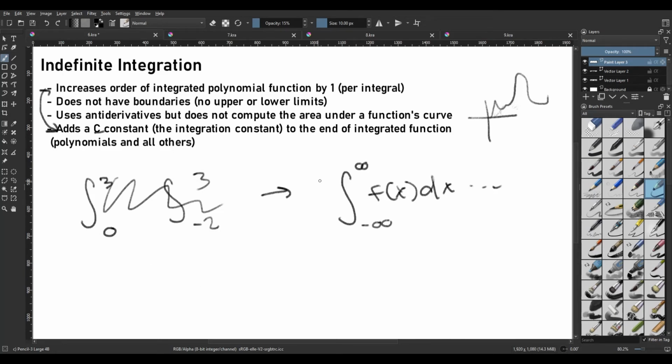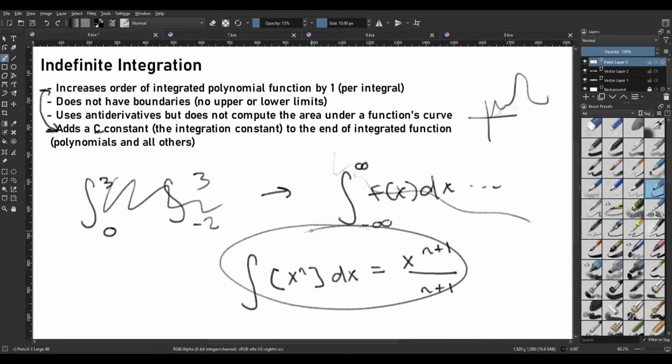That's just a little rundown on what we're going to see. Remember our integration rules for an antiderivative. We'll make sure to do this. Antiderivative of x to the n dx is going to be x to the n plus 1 over n plus 1. And this is going to be really important going forward.